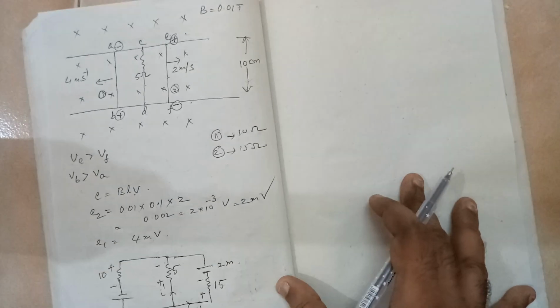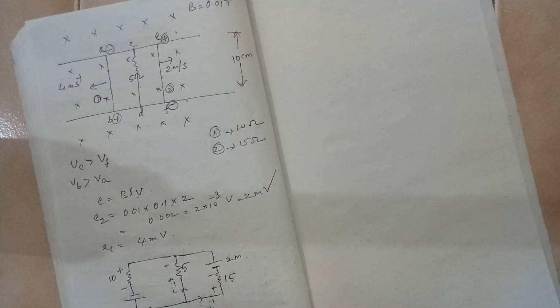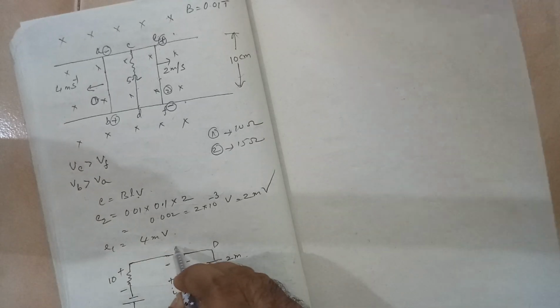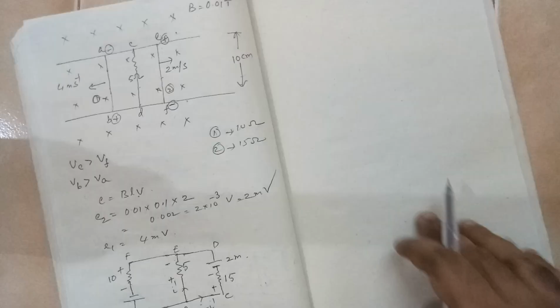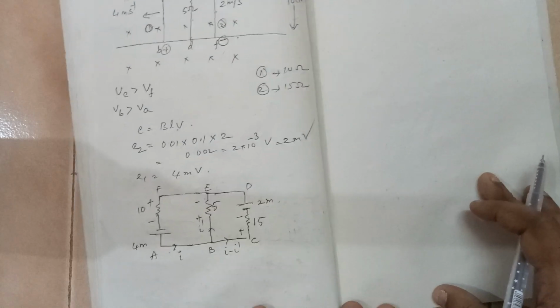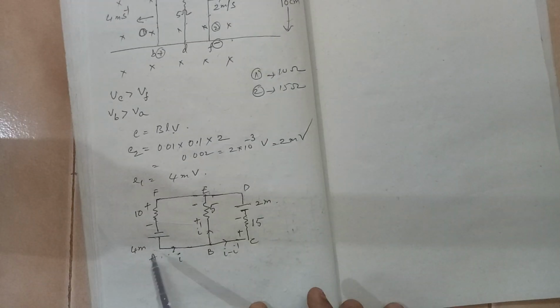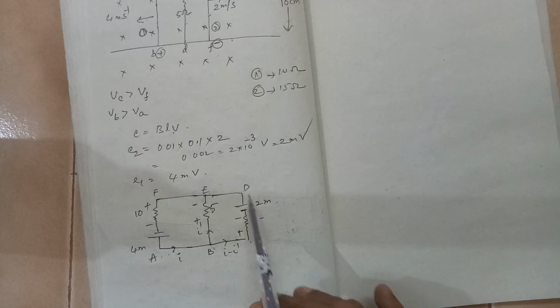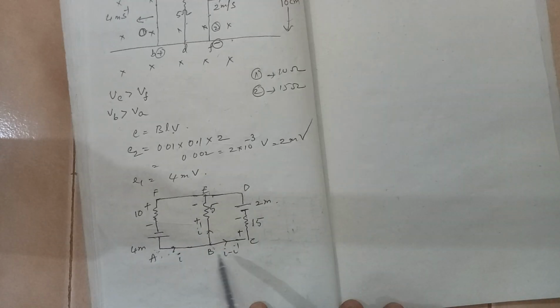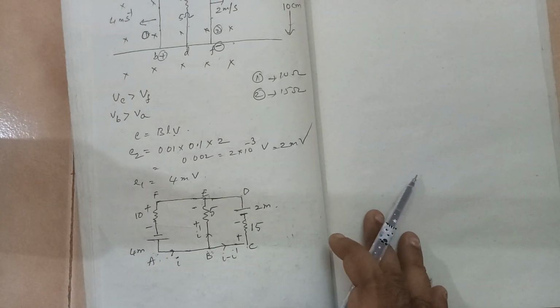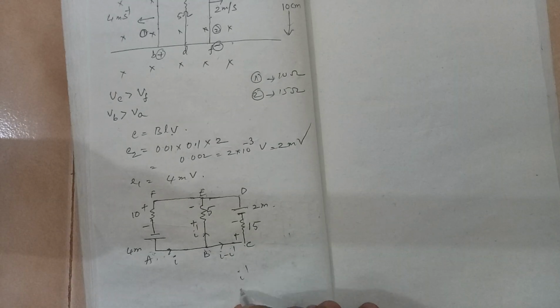You can name the loops also. I will just name it A, B, C, D, E, F. There are 3 loops here: A, B, E, F, A; B, C, D, E, F, A; and B, C, D, E, B. So basically there are 2 unknowns here, and we are supposed to find out only I dash.